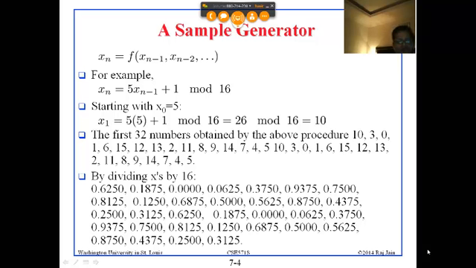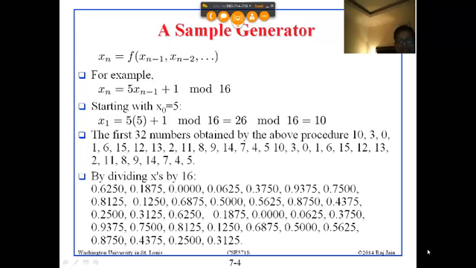and do mod 16. So if you start with x0 equal to 5, that is the seed, the first number you get is 5 times 5 plus 1, which is 25 plus 1, 26, mod 16 is 10. Now you take 10 and put it in the same formula, you will get 3, and so on and so forth. So the numbers would be 10, 3, 0, 1, 6, 15 as shown in this slide. That is what you will get for the first 32 numbers.